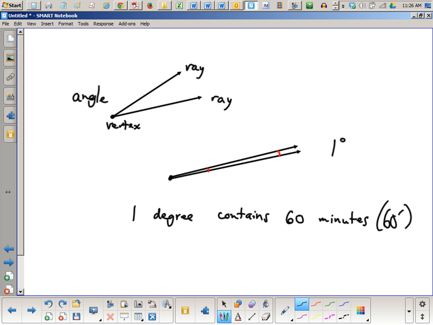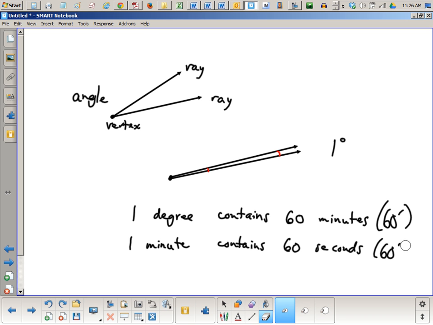I would draw that for you, except you wouldn't even be able to see them. They're so small. And my pen is so thick, so it wouldn't work very well. Can you at least imagine splitting this angle into 60 parts? Okay, maybe you can, maybe you can't. Imagine if you took one of those tiny, tiny little parts and split that into 60 parts. 1 minute contains 60 seconds, also known as 60, and then just a traditional little quotation mark there.